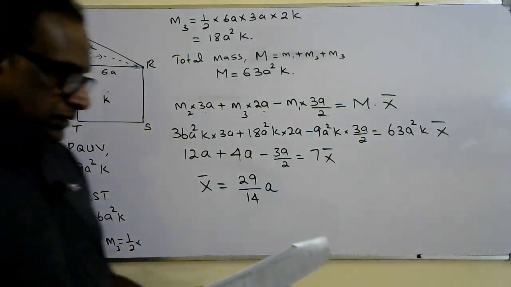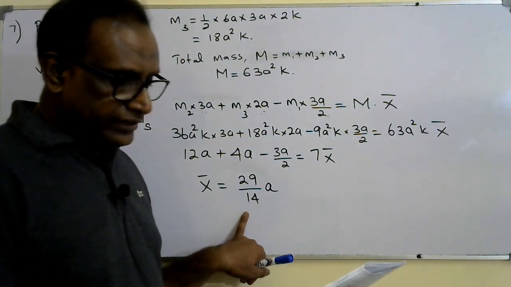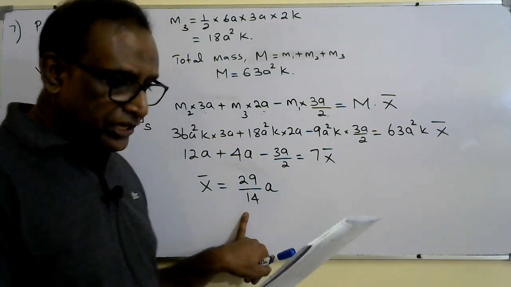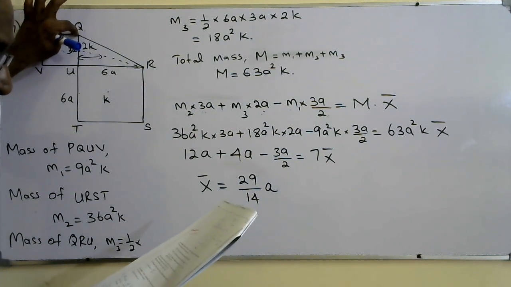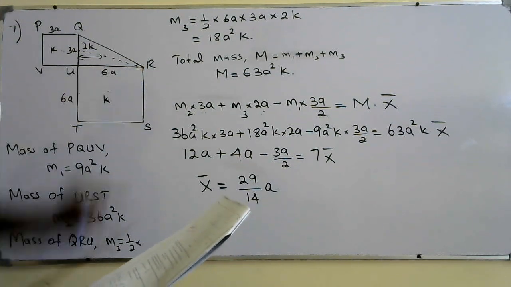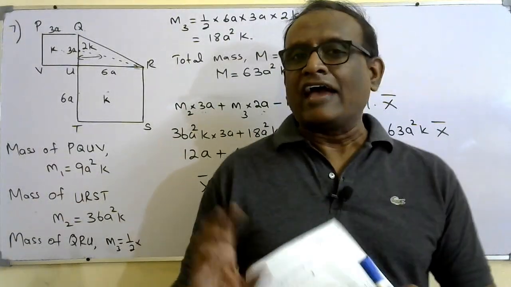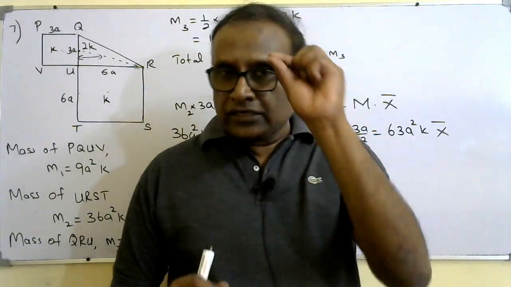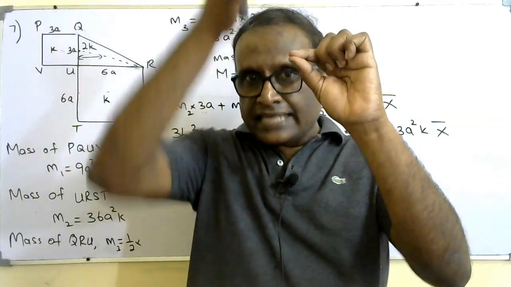Okay, B part. Part A we did, 29/14 A, yeah, that we got. B part: the template is freely suspended from the point Q and hangs in equilibrium with QR at theta to the downward vertical. Find the value of theta. So you know that when you have a non-uniform object and you hang it from a point, the point where it's hung and the center of mass will be exactly on the same vertical line.